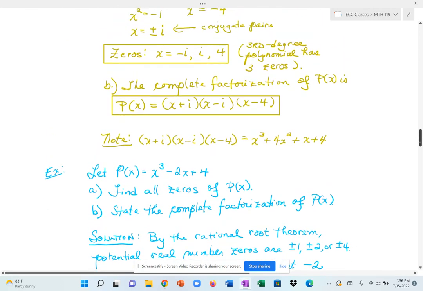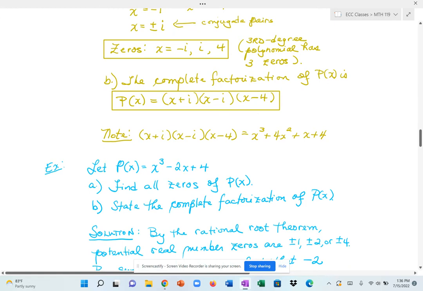All right, so here, the one in blue, we have p of x is equal to x to the third minus 2x plus 4. And the directions are the same as the last one, but we have to take a different approach. We have to find all zeros of p of x. And again, we should find 3. And then we're going to state the complete factorization, which means we want to write it as a product of factors. So the reason why we have to take a different approach is because p of x is not factorable. So we have to try to find another way to figure out how to break this down so that we can identify the zeros.